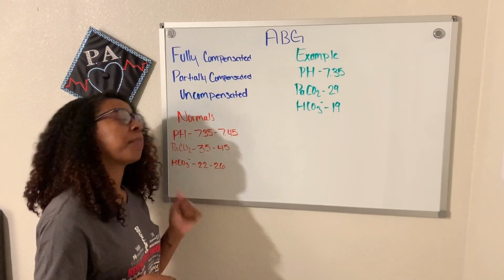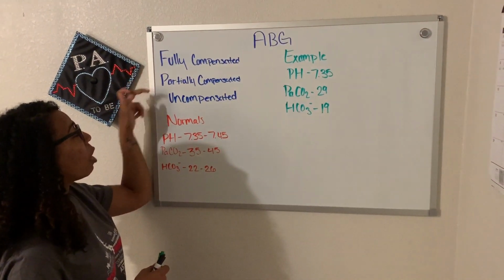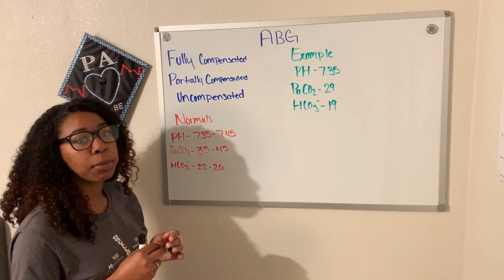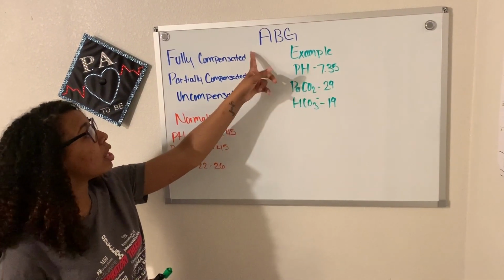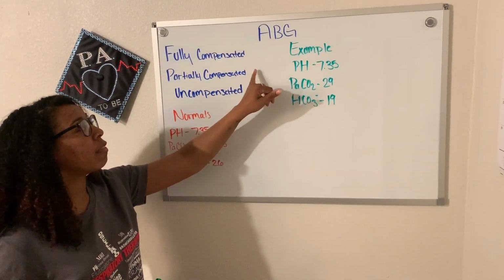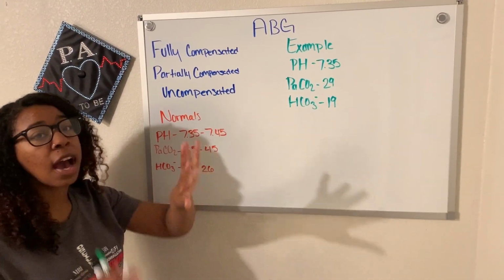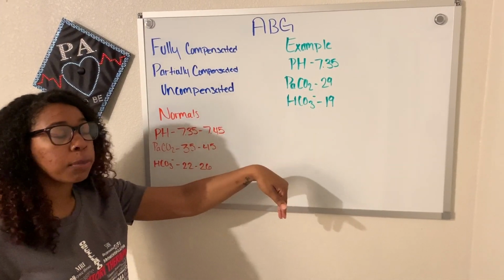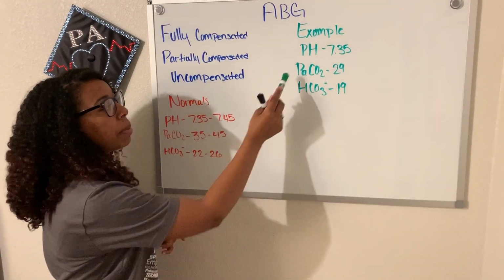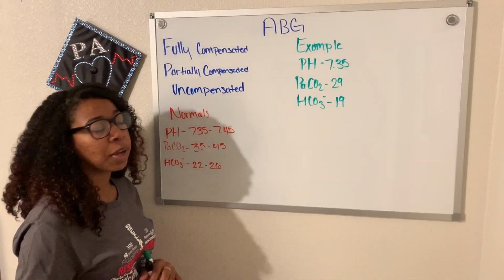But let's get going. There's three things that we need to remember: fully compensated, partially compensated, uncompensated. Fully compensated means when the pH value is normal. So if the pH is normal, then it's going to be fully compensated. Partially compensated means when all three values are abnormal. So if the pH, PaCO2, and HCO3 are all out of normal, it's going to be partially compensated. Uncompensated is when either the PaCO2 or HCO3 is normal. One or the other, it doesn't matter which one.